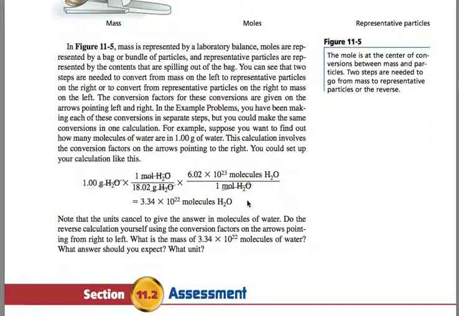So here's another example, and here they're showing how you can do it really in 1 step. If you get grams of water, grams of water cancel. Moles and moles cancel. So now you can do the multiplication across the top and the division of the bottom, okay? Note that the units cancel and give the answer in molecules of water. Do the reverse calculation yourself using the conversion factor pointing from left to right. So in other words, can you start with 3.34 times 10 to the 22 molecules, right? You're going to have to turn this one upside down. You're going to have to turn this one upside down. And in the end, you should end up with 1 gram of water. Give it a try.